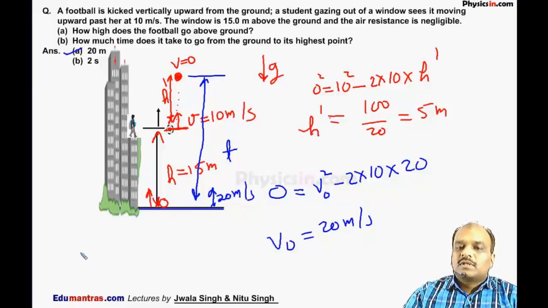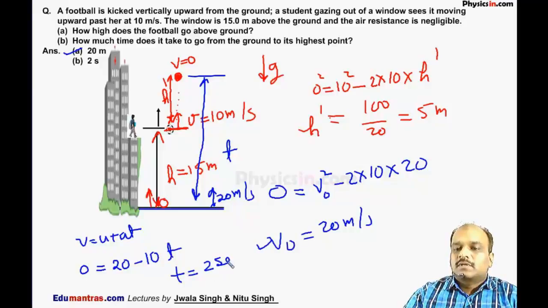By using the relation v is equal to u plus at, the final velocity is 0, and the initial velocity v naught is 20. a is minus 10, into t. Solving it we get t equal to 2 seconds. So the ball takes 2 seconds to reach from ground to the highest point.